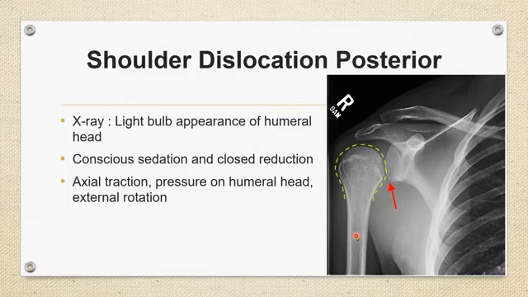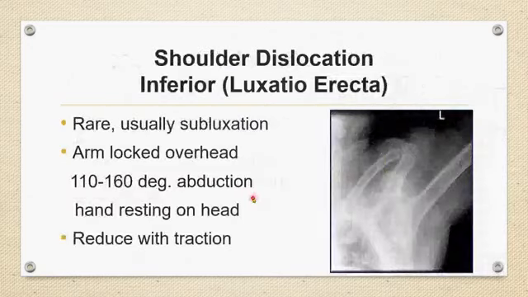So regarding the management of posterior type of dislocation, you need good analgesia, good sedation, or even proper anesthesia, that is general anesthesia, and you go for closed reduction. The maneuver is very simple. You go for axial traction, and you give pressure on the humeral head posteriorly, and go for external rotation of the shoulder. It is a very simple thing. First axial traction, then pressure posteriorly on the humeral head, and external rotation. This is a pretty simple way for posterior dislocation.